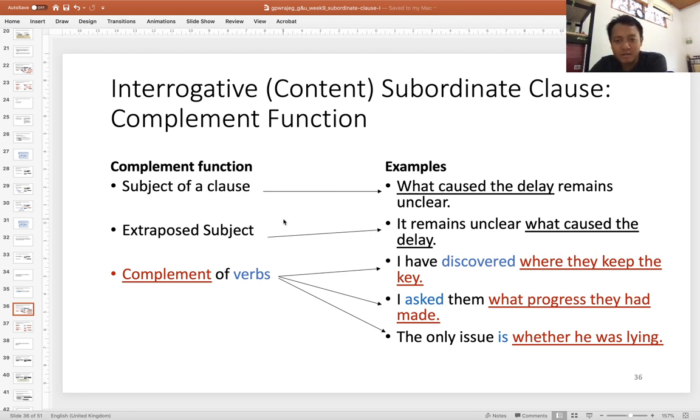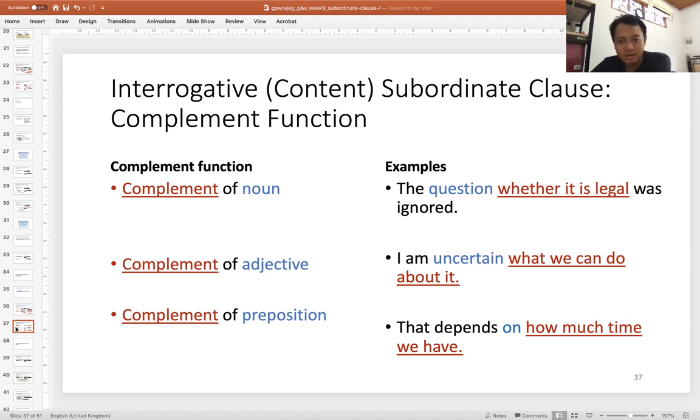Complement of verbs, such as "I have discovered where they keep the key." So discover is the verb that is complemented by the subordinate clause of interrogative type. Another example is ask: "I asked them what progress they had made," and so on and so forth. These are other examples of complement of an interrogative in the subordinate clause.